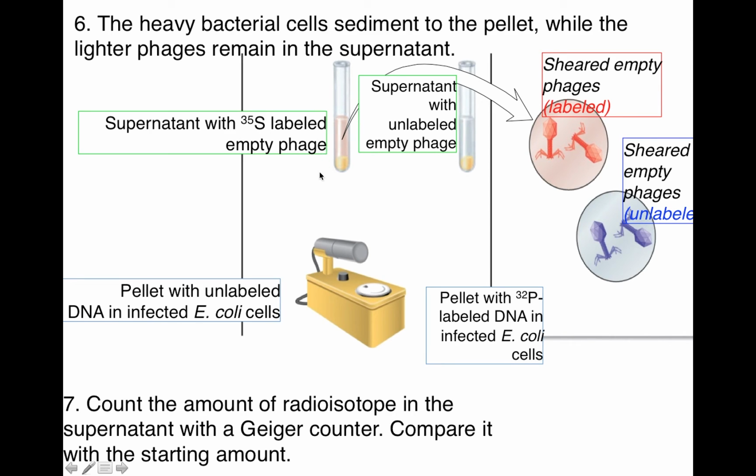So what happens if you've got S35 labeled bacteriophage in this test tube? Where do you think the radioactivity is going to be? Do you think it's going to be down here with the bacteria, or is it going to remain up here in the supernatant? And the same question for the P32. Where is it going to be?